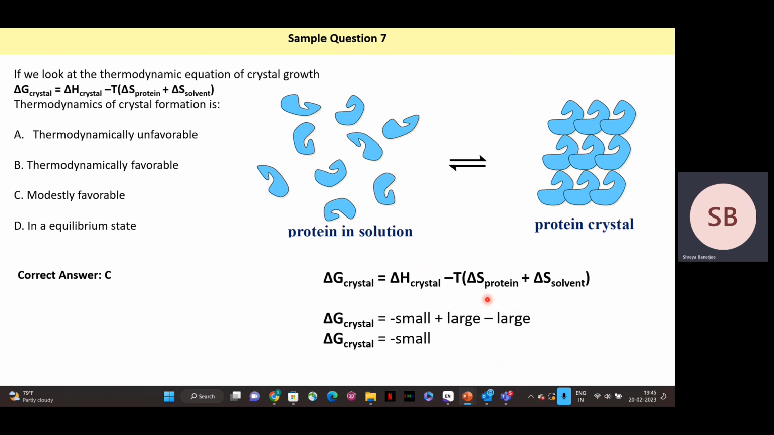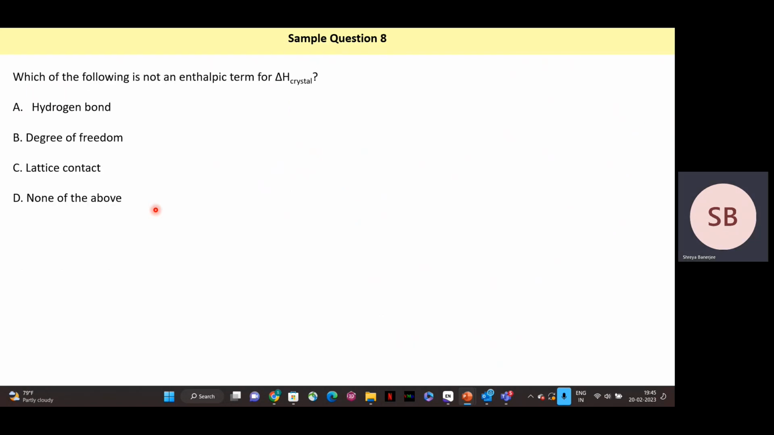So if the two large values, positive and negative, cancel out, the free energy of formation of the crystal is small, but it is favorable. So the correct answer is C, modestly favorable. We next go to question 8, which asks which of the following is not an enthalpic term for the enthalpy of formation of the crystal.